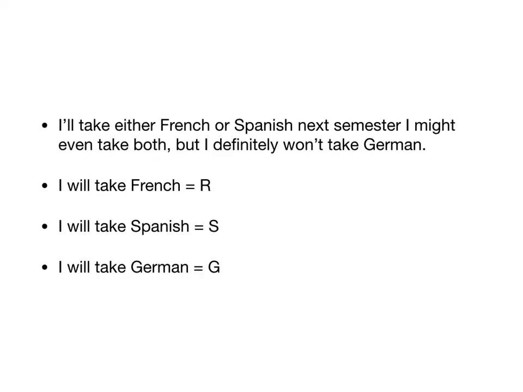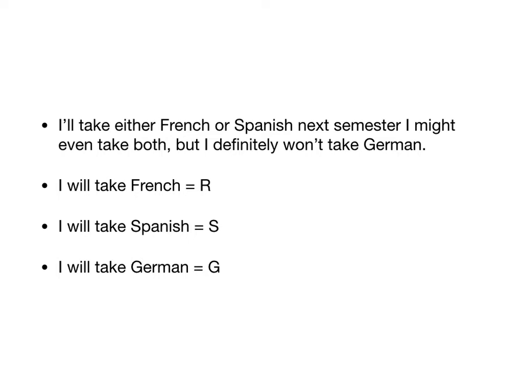So, I'll either take French or Spanish next semester. I might even take both, but I definitely won't take German. I think we've seen this sentence before, right? So we look at this and there's three propositions here, right? I will take French, I will take Spanish, I will take German, right? So we give each a letter. R, S, G, right?